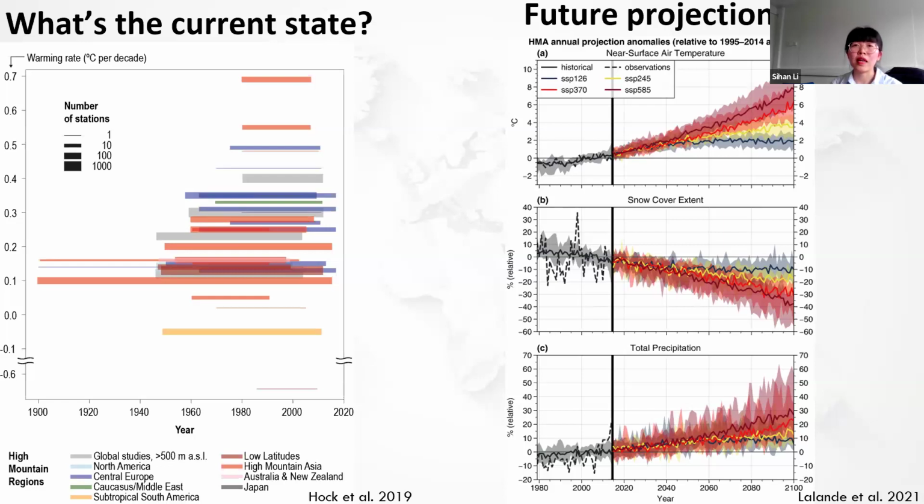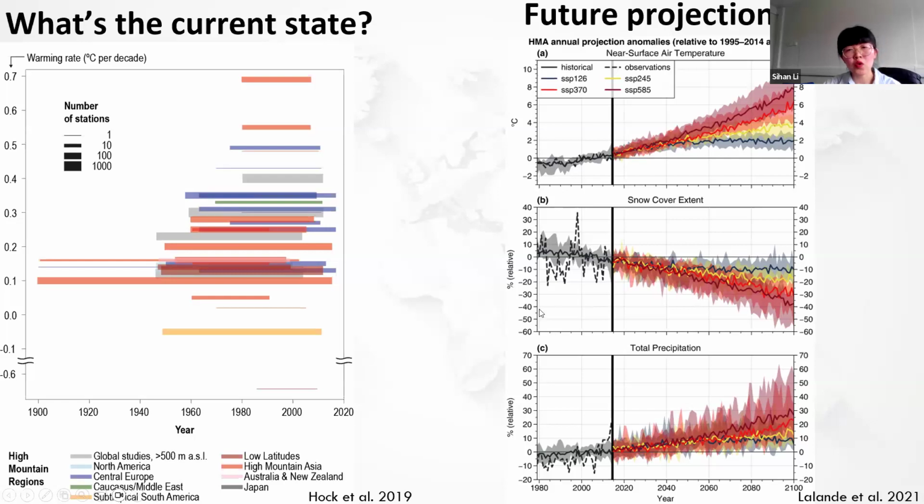What the authors did is that they evaluated a range of different models and selected the 10 best performing models to take forward to make future projections. And we can see that in the wider high mountain Asia region, even in the most optimistic SSP scenarios, we're seeing warming into the future by 2100 and drastically decreasing snow cover extent and slightly increasing total precipitation in this very optimistic low emission scenario.